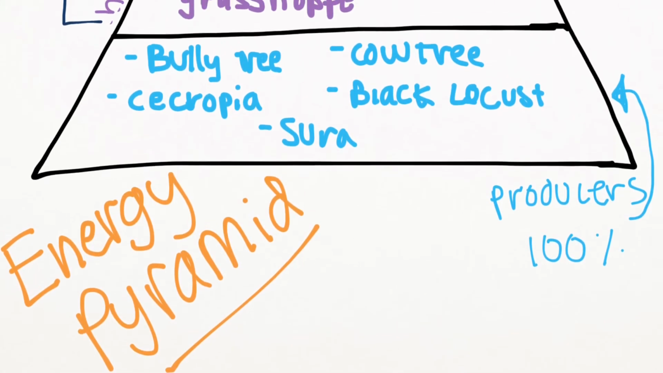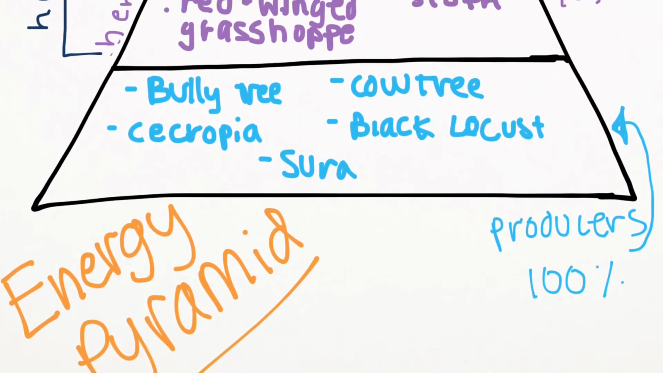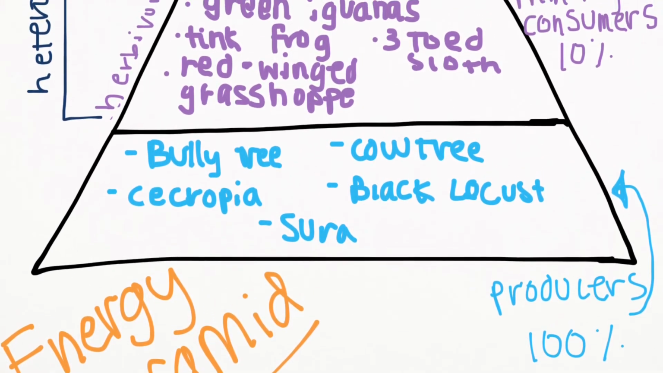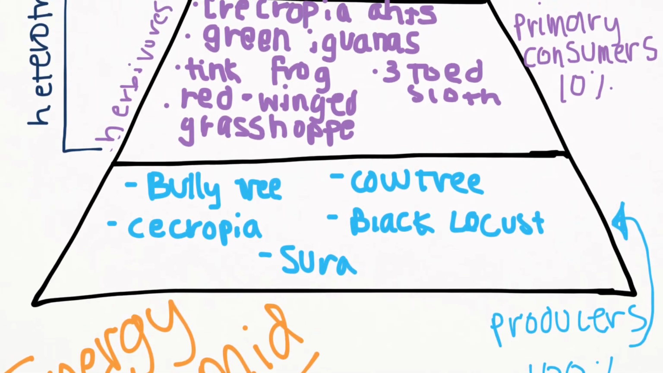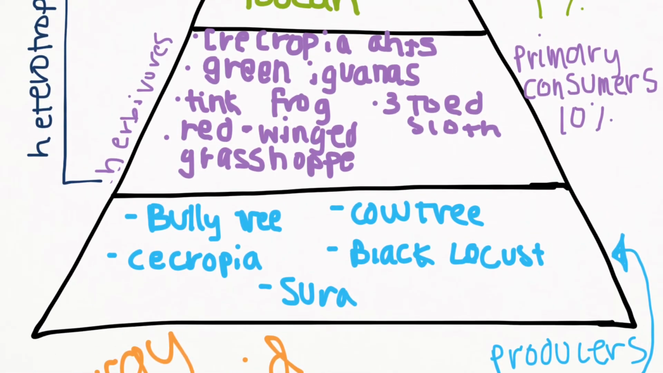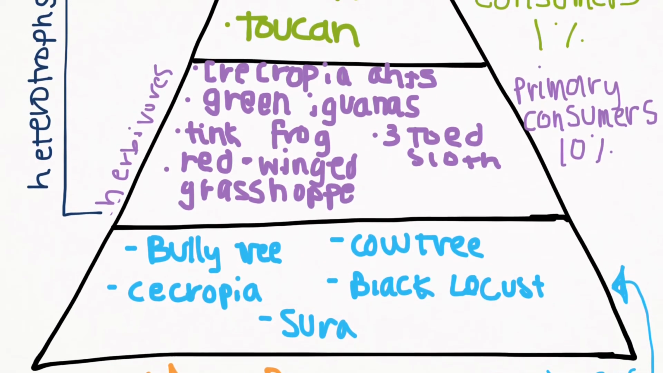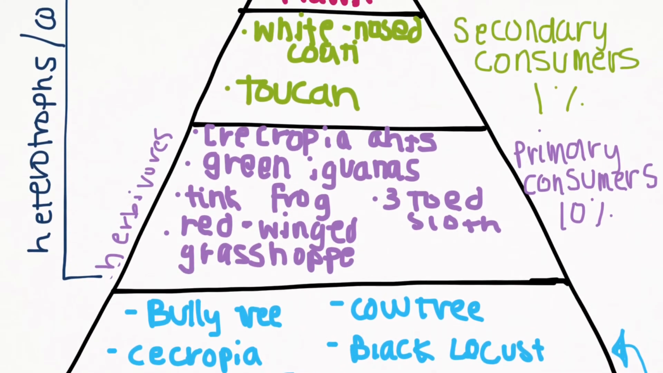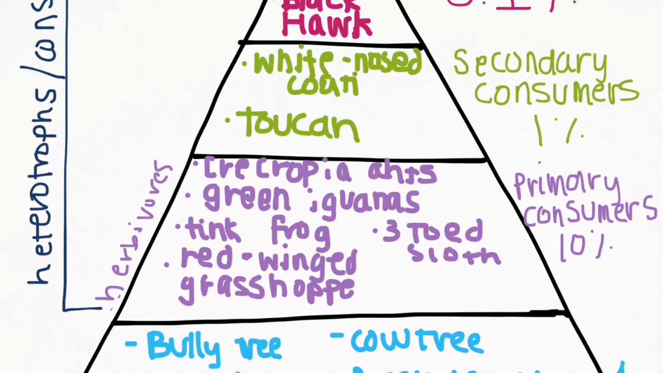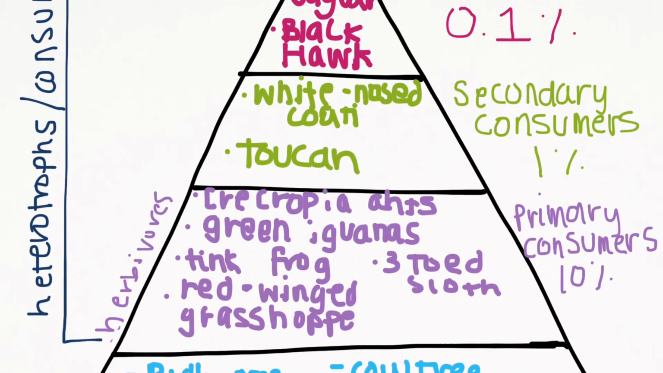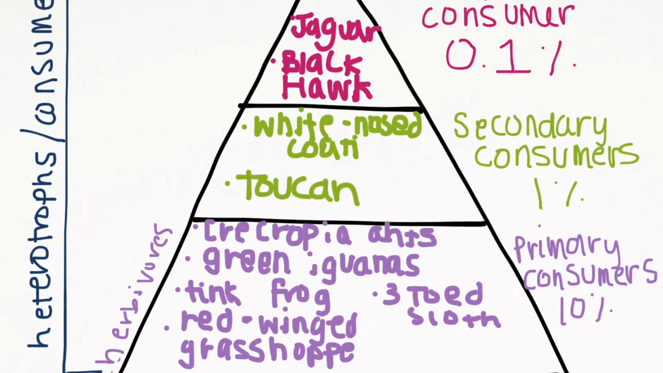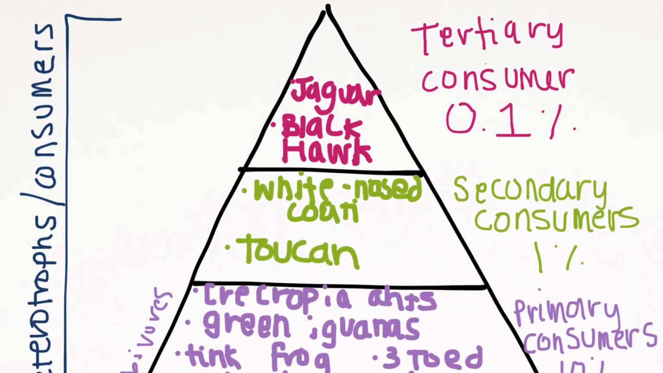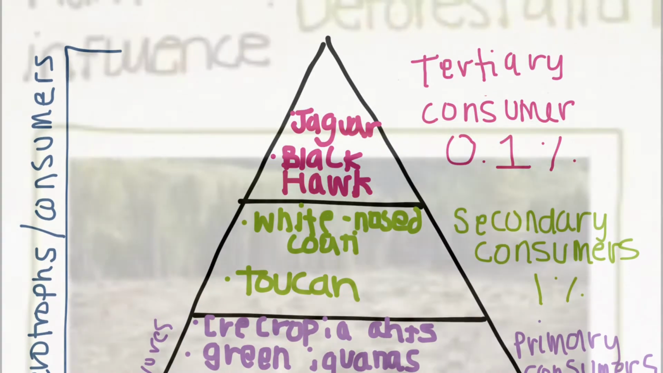An energy pyramid shows the flow of energy from one level of organisms to another. At the bottom of the pyramid are the primary producers: bully trees, cecropia, cow trees, black locust, and sura. They pass on 10% of the energy that they got from the sun when consumed by the first level consumers: iguanas, grasshoppers, squirrel monkeys, frogs, and sloths. Secondary consumers, the white-nosed coati and the toucan birds, take in the energy from those of the first level. Only 1% of that energy is transferred. The energy that is transferred to the tertiary consumers, the jaguars and the blackhawks, is only 1% of the original energy.